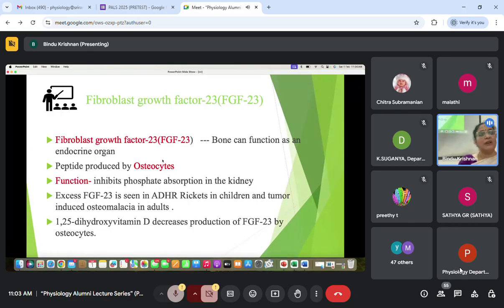Because this FGF23 is produced by the osteocyte. So what is its function? It inhibits phosphate absorption in the kidney. That means you can remember it like PTH. PTH also causes increased phosphate secretion in the urine. This again causes the same thing.